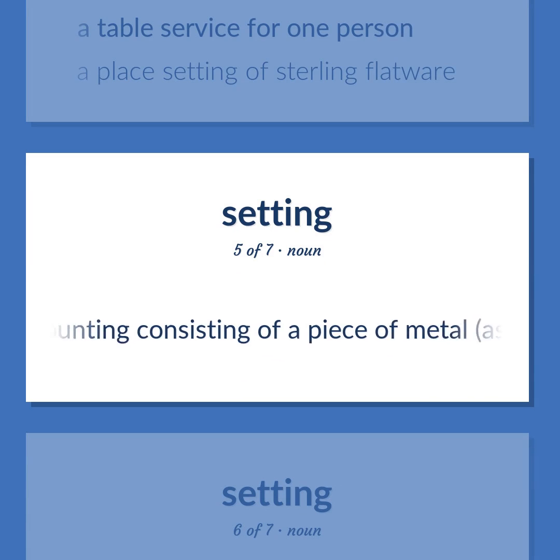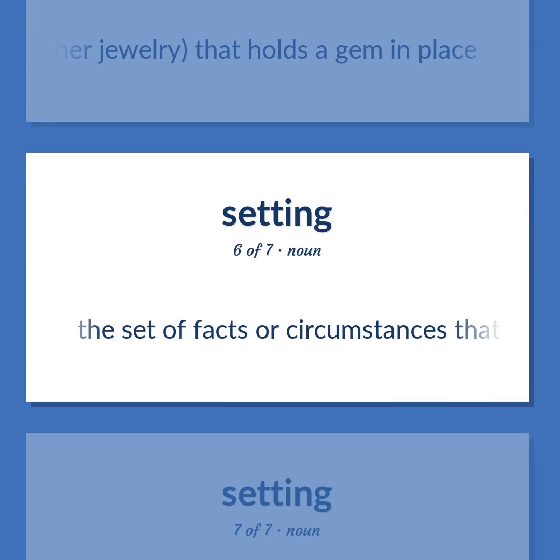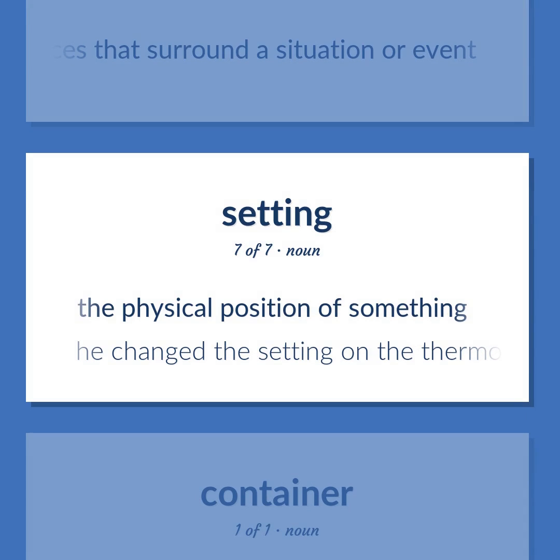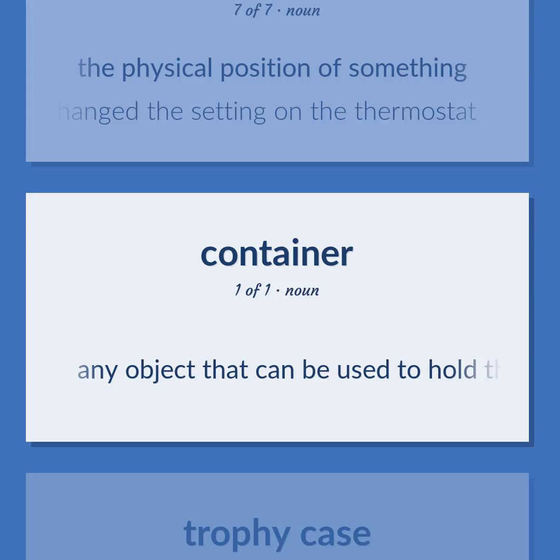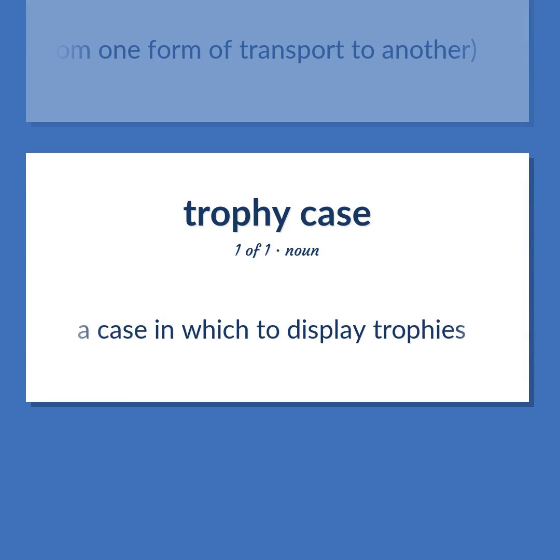A mounting consisting of a piece of metal, as in a ring or other jewelry, that holds a gem in place. The set of facts or circumstances that surround a situation or event. The physical position of something. He changed the setting on the thermostat. Any object that can be used to hold things, especially a large metal box-like object of standardized dimensions that can be loaded from one form of transport to another. A case in which to display trophies.